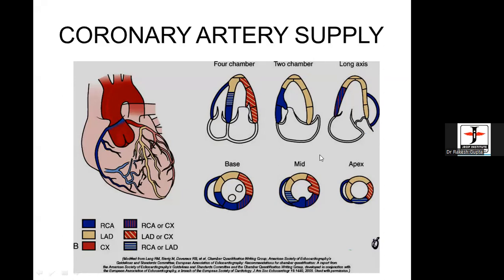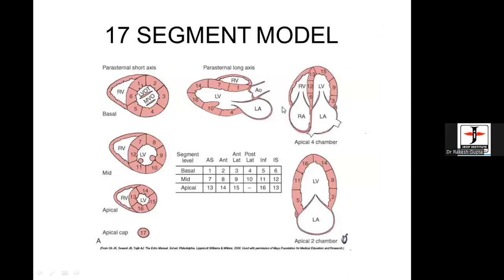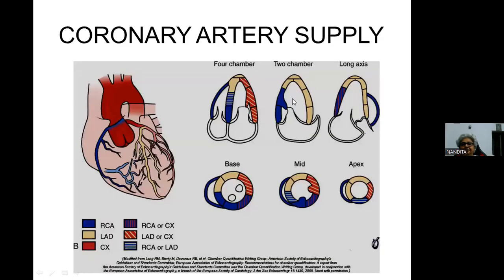You look at a 4-chamber view. It is divided into septum and lateral wall. Mid and basal septum is supplied by RCA. Mid and basal lateral wall is supplied by circumflex, and apical septum is supplied by LAD. Then you go to the 2-chamber view. Mid and basal inferior is supplied by RCA. Then the rest of the anterior wall is supplied by, go to the previous slide. Yes, sir. The rest of the 4 segments are supplied by LAD.